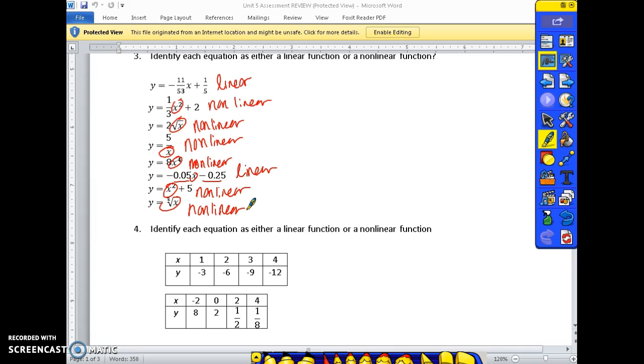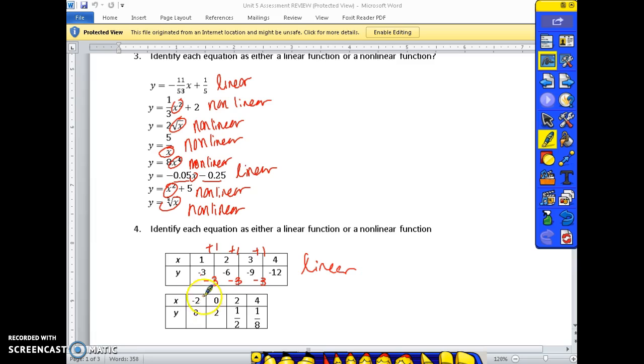We're looking at the rate of change to see if we have a constant rate of change. So, what do I do to 1 to get to 2? I add 1. What do I do to 2 to get to 3? I add 1. What do I do to 3 to get to 4? I add 1. To get from negative 3 to negative 6, I subtract 3. Negative 6 minus 3 is negative 9. Negative 9 minus 3 is negative 12. So this is a linear function.